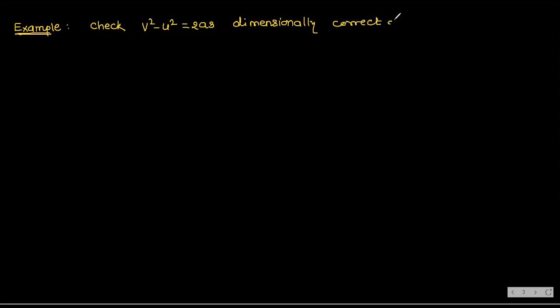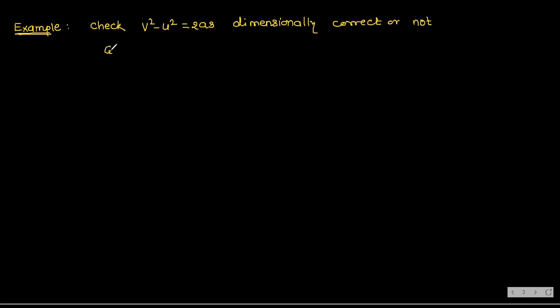See here, another example I am taking. Suppose now you have an equation like this. Let's take one kinematical equation. Which one do you want? Okay, S is equal to ut plus half at square, or v is equal to... anything you take. Let's take this equation: v square minus u square is equal to 2as. Check whether it is dimensionally correct or not.